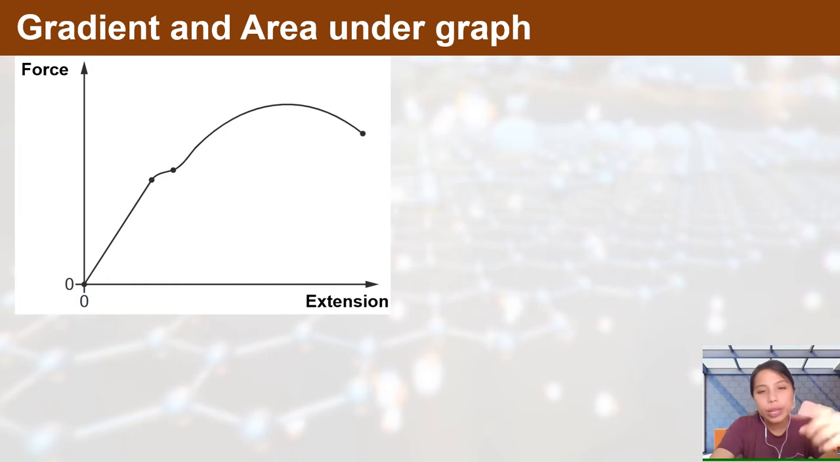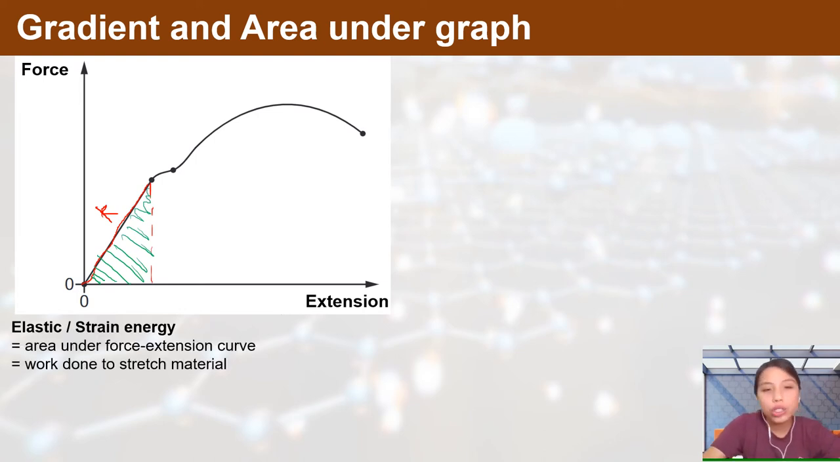So here, we look at the area under the graph. Let's refresh a bit. Force-extension: what is the gradient of the force-extension curve, especially for this part? Spring constant, we talked about it earlier. So the spring constant can be found from the gradient here. But what about the area under the graph? What does that represent? Well, it is the elastic strain energy from the previous chapter and the current one. The energy stored in this material is the area under the graph.